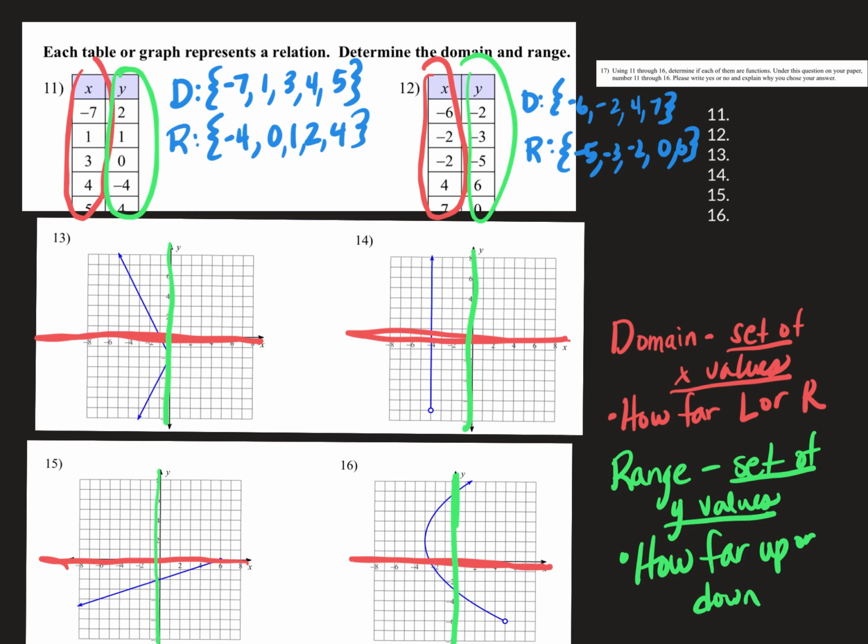Now, I want to look at every one of these graphs. Let's look at the domain first. Domain is how far left or right a graph is going. Now, if you look at these arrows, this graph is going forever to the left. So hopefully you see that. Domain is your x, range is your y. So don't forget, domain is x, range is y. Now, since my graph is going forever to the left, it's going to be less than.